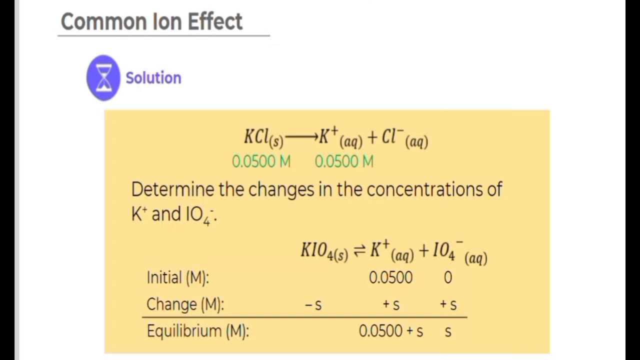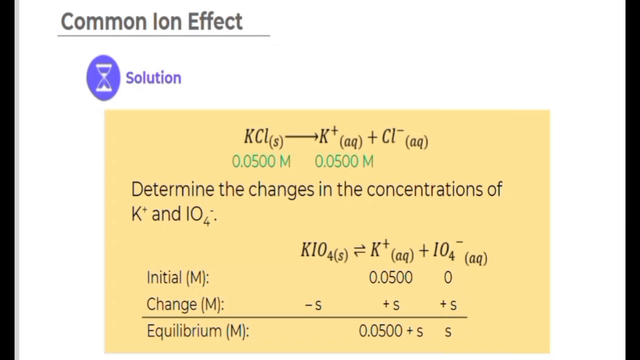Potassium chloride is a source of potassium ion, which is the common ion to potassium periodate. Since the solution contains 0.0500 molar potassium chloride, the concentration of the potassium ion is also 0.0500 molar. Now, let us determine the changes in the concentrations of potassium and periodate ions. Consider the solubility equilibrium of potassium periodate.